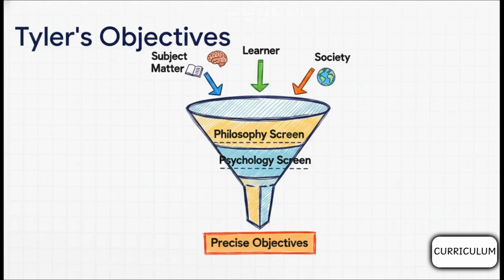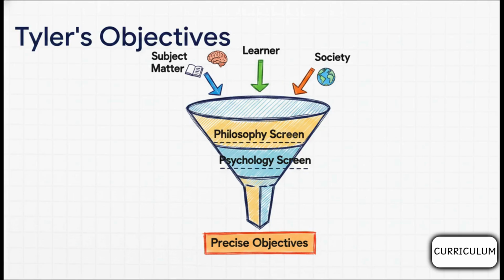So the really crucial point here is how Tyler actually comes up with those initial objectives. This is pure exam gold, folks. Think of it like a giant funnel. Tyler argues that objectives have to come from three sources: the subject matter, the learner's needs, and society's needs. But he doesn't just stop there. Those raw objectives then have to pass through two screens.